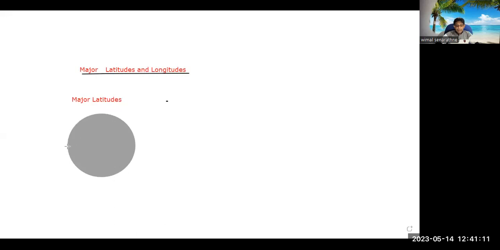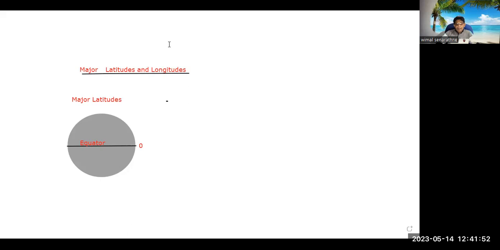This line, right? The middle latitude on the geographical globe. The value of it, the degree value of it is 0, right? 0 degrees. Now this line is called equator, right? This is called equator. Equator means in Sinhala Samakaya, right? Samakaya, equator.